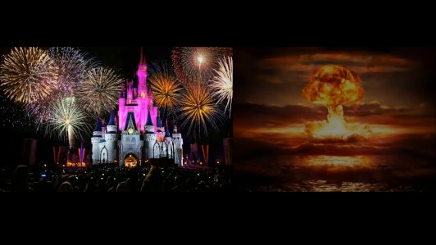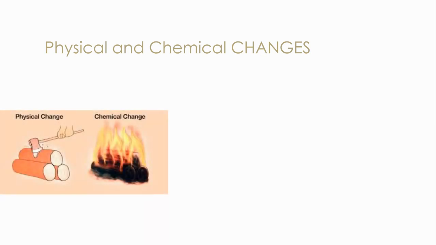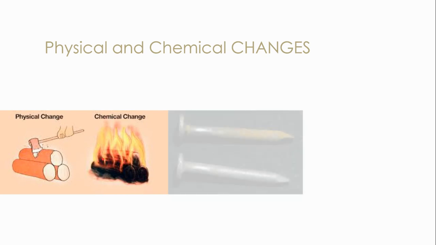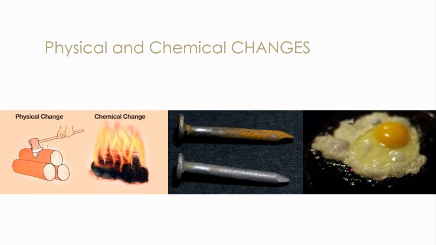So let's take a look. What do you think? Chemical change or physical change? Right on. They're both chemical changes. We can't get them back to the original products that they were. Okay? Here are some more. Physical change, chopping wood, burn the wood, chemical change. Okay? We have a nail that has rusted. This is a chemical change. And an egg that has fried is also a chemical change.